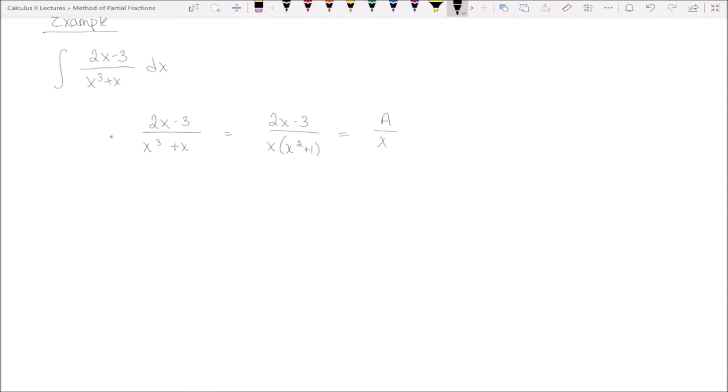Well, we have the linear factor x, and it's distinct, so that contributes a over x. Then we have a distinct quadratic, x squared plus 1. So that factor contributes bx plus c all over x squared plus 1. Now we will continue in much the same manner. Clear out fractions. We'll have 2x minus 3 is equal to a times x squared plus 1, plus bx plus c, all times x.